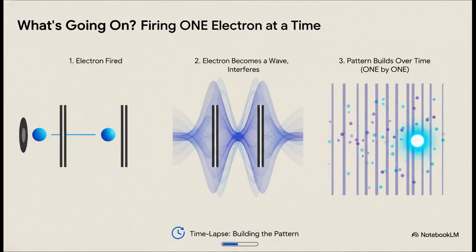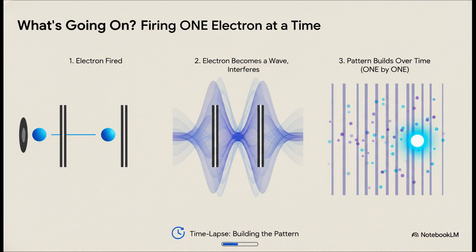So at first, scientists thought, okay, maybe the electrons are just bumping into each other, causing this weird pattern. It's a logical guess. So they slowed the whole thing down. They fired just one single electron at a time. No way they could interact now. But over time, as the single electrons hit the screen one by one, that impossible wave pattern slowly built up again.